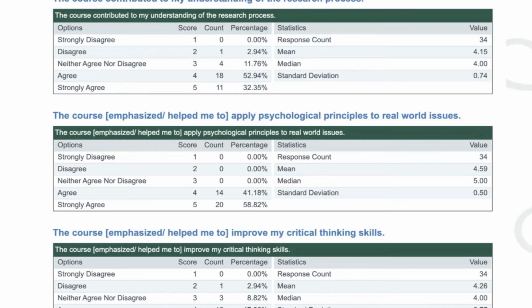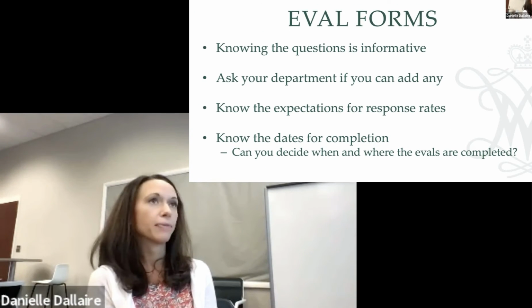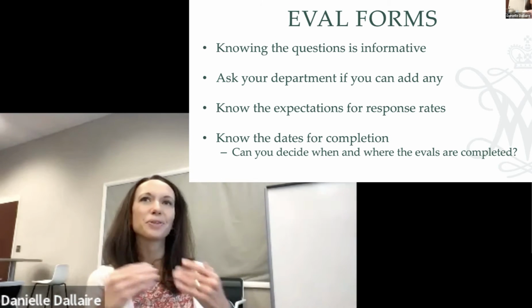So I'm showing this to you, not to look at my evaluations per se, although I think we should be open about sharing, as older faculty members should be sharing our evaluations with others to demystify the process. So if you do have an in-department faculty mentor, I would recommend asking to review their previous course evaluations if they're comfortable with that. Knowing the questions on the evaluation forms is really informative, not so that you can teach to the test, but to know what your department values.